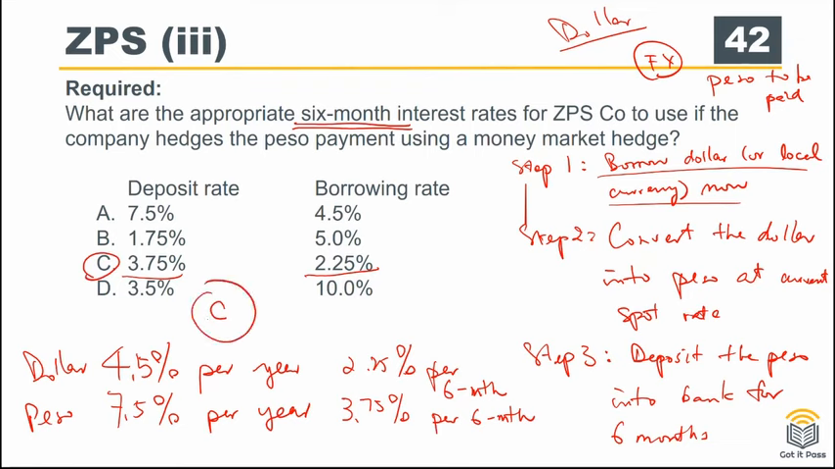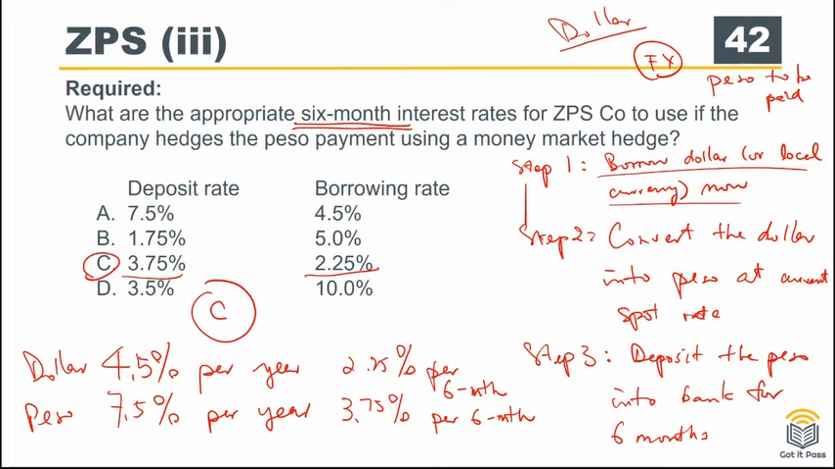Okay. So I explained, here is the money market hedge question. You have to understand well about the steps, because you are going to pay foreign currency in 6 months' time. So now you have to borrow local currency, and in this case it's dollar. Borrow local currency now, convert the local currency into foreign currency at the current spot rate, and deposit your foreign currency into the bank for the period stated here, 6 months' time.